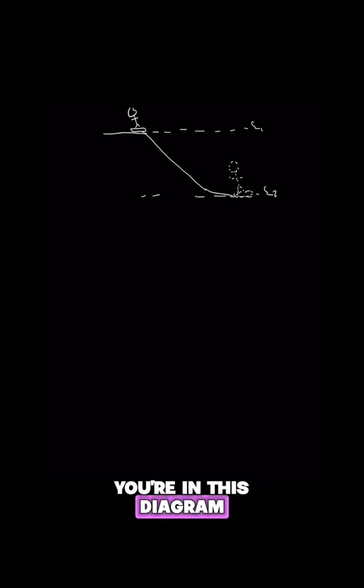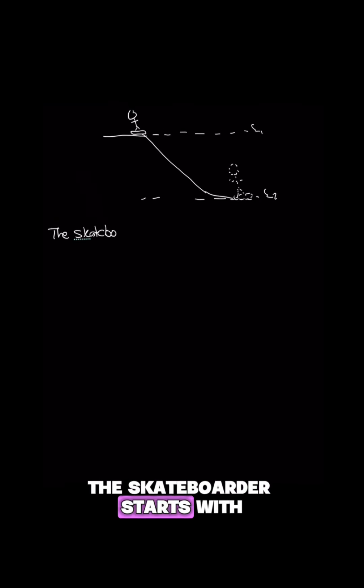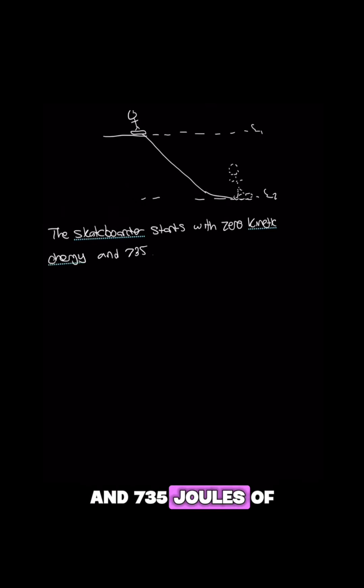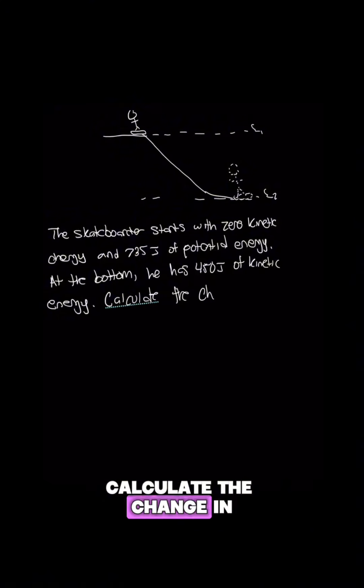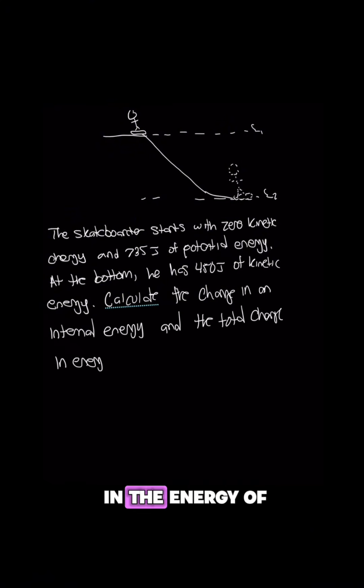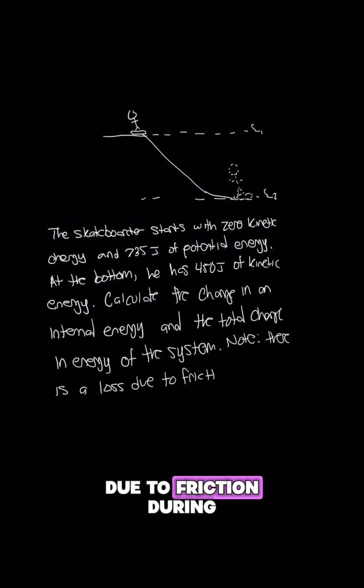Alright, so let's say you're given this diagram here of a guy skateboarding down a hill, and the question says, the skateboarder starts with 0 kinetic energy and 735 joules of potential energy. At the bottom, he has 450 joules of kinetic energy. Calculate the change in internal energy and the total change in the energy of the system. Note, there's a loss due to friction during this motion.